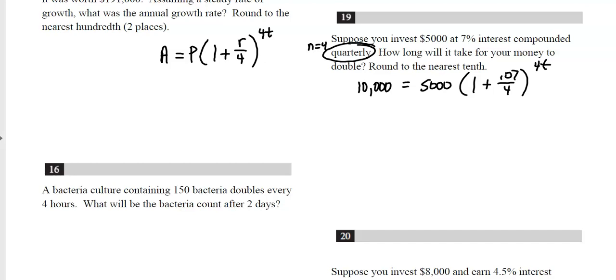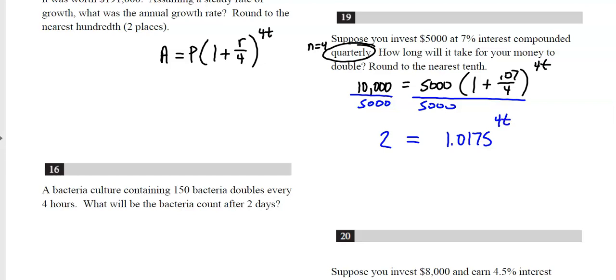So again, looking at this thing, I need to get my base by itself. So I'm going to first divide by 5,000. Divide by 5,000. So I want 2. I want it to double. Notice that 2 is similar to that 1/2 in the decay constant problem. The 1 plus 0.07 divided by 4, let me just crank that out and get one number just to shore that up a little bit. So 1 plus 0.07 divided by 4. Well, that's 1.0175, all to the 4t power.